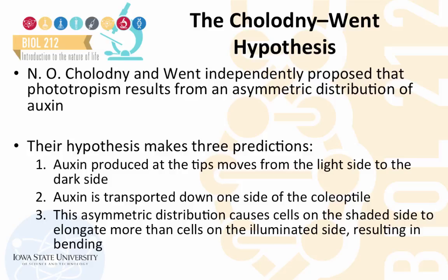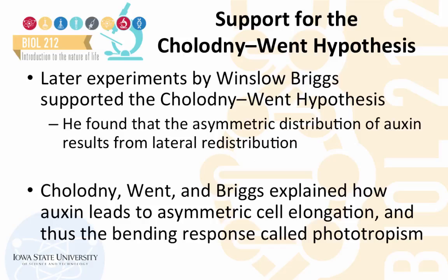1. Auxin produced at the tips moves from the light side to the dark side. 2. Auxin is transported down one side of the coleoptile. And 3. This asymmetric distribution causes cells on the shaded side to elongate more than cells on the illuminated side, resulting in bending. This hypothesis was supported by experiments carried out by Winslow Briggs, who found that the asymmetric distribution of auxin results from lateral redistribution.